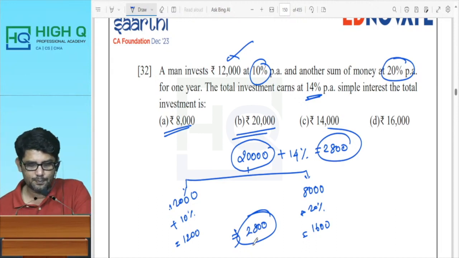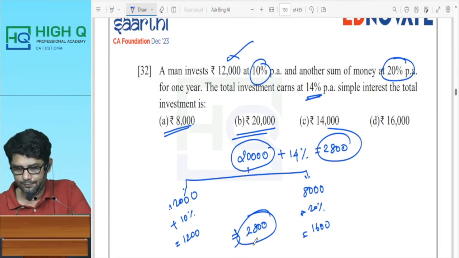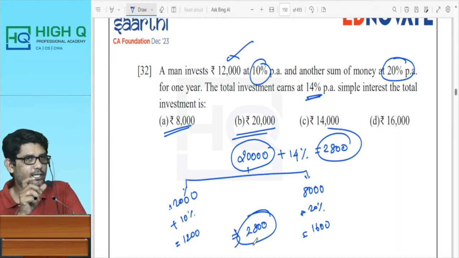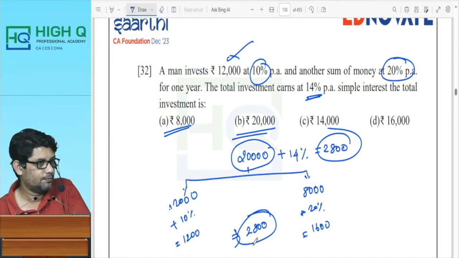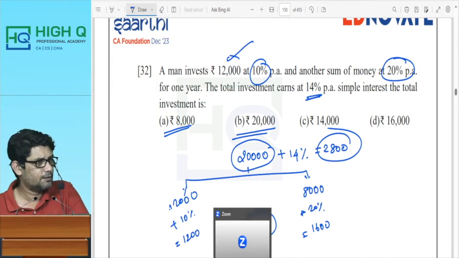You understand this method, my dear? Trial and error method. You understood this method? Yes, option B. Simple method. You have to take the trial and error method. That's it.